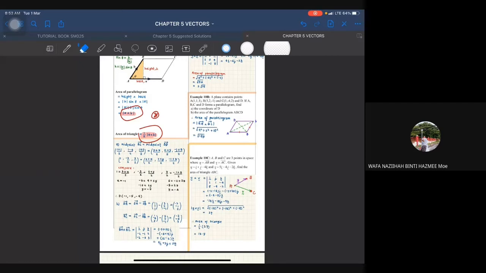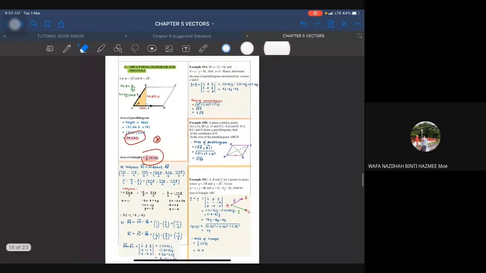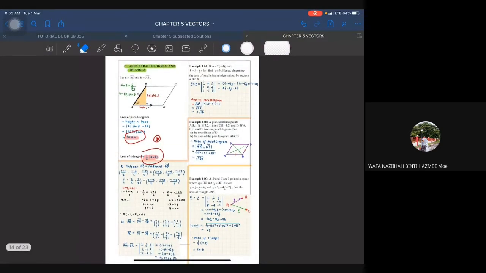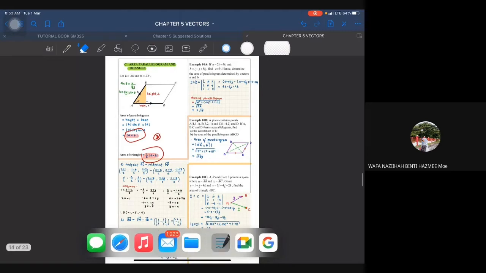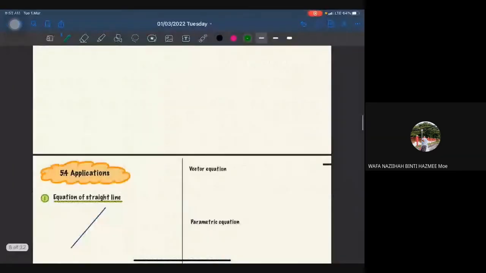Okay, so sekarang dah pukul 8.53. Kita rehatlah dulu sementara before kita sambung chapter 5.4, the last subtopic. I give you about 5 minutes, cukup ke? So dalam 8.58, 8.59 or 9 macam tu kita sambung balik. Kita rehat kejap.